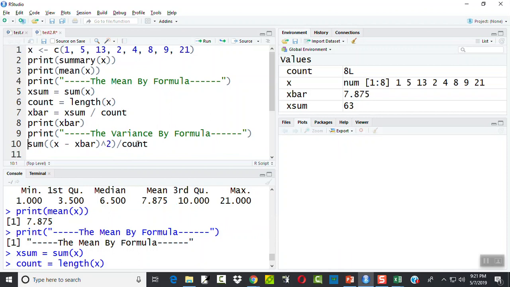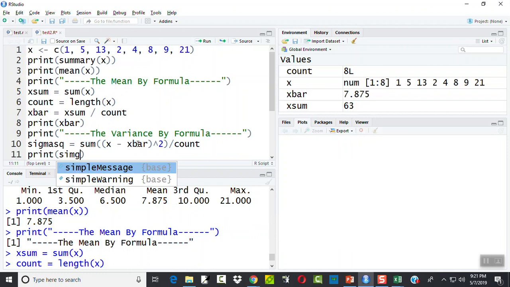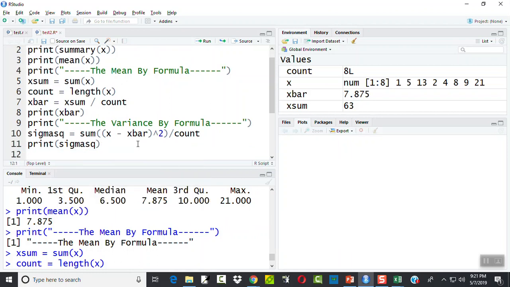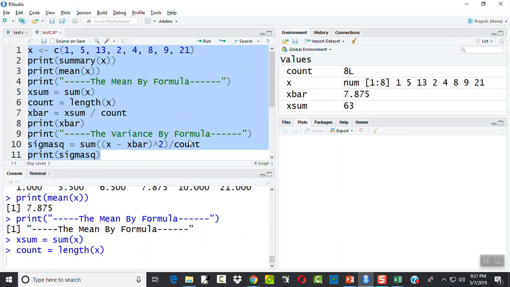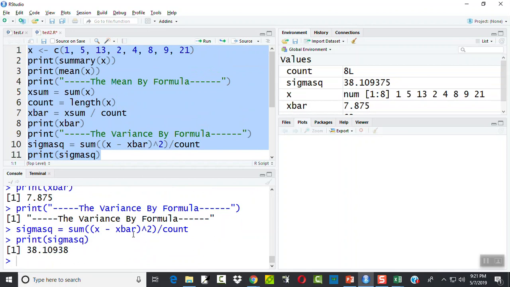This is sigma squared. So let's print sigma squared. And highlight that and run that. I have no clue whether that's right or not. Let's check it.